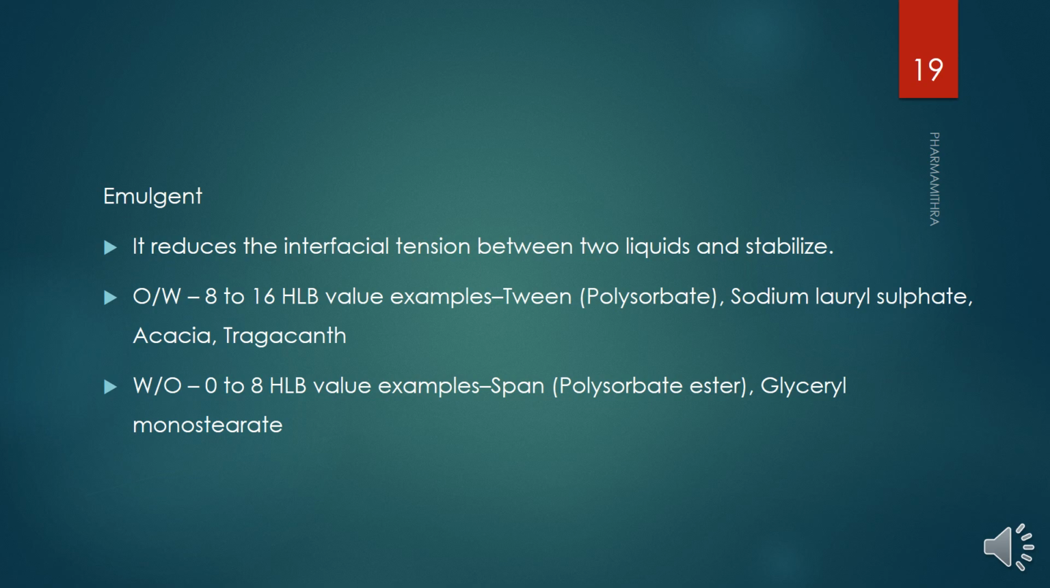Next term is emulgent. Emulgents are the agents which help to reduce the interfacial tension between two liquids and which help to stabilize the emulsion. For oil in water emulsion, the HLB value is 8 to 16. In case of water in oil emulsion, the HLB value is from 0 to 8, and after 8 to 16, it moves to the oil in water emulsion type. Examples for oil in water emulgent are polysorbate or Tweens, SLS, acacia, tragacanth. Whereas water in oil emulgent examples are the Spans and glycerol monostearate.